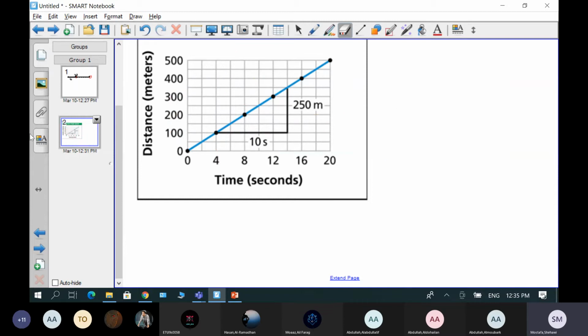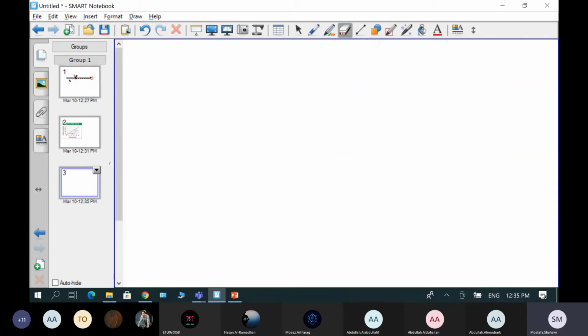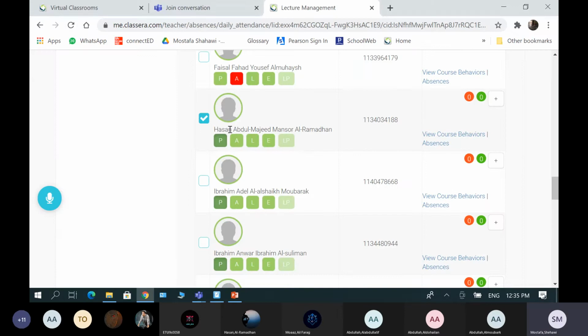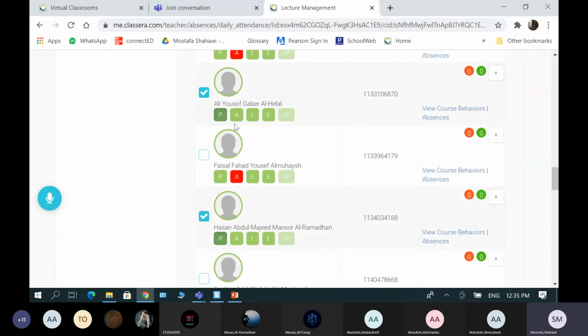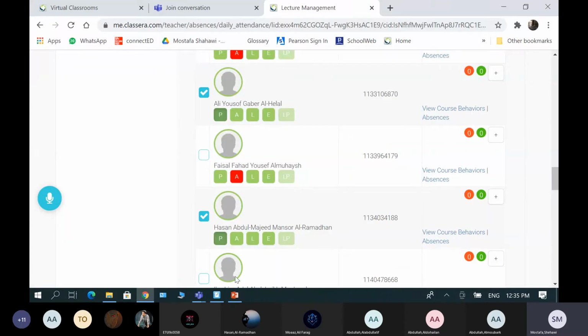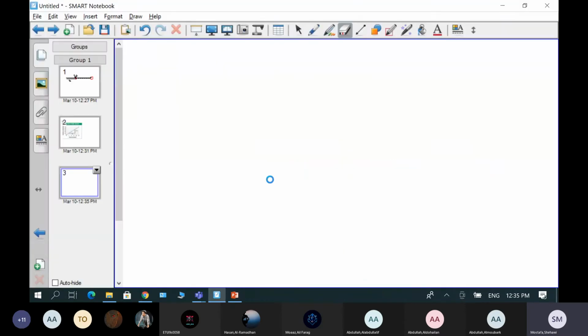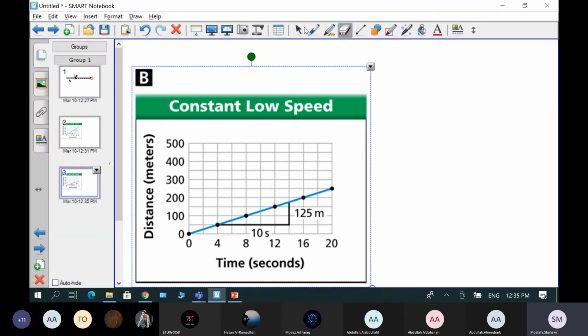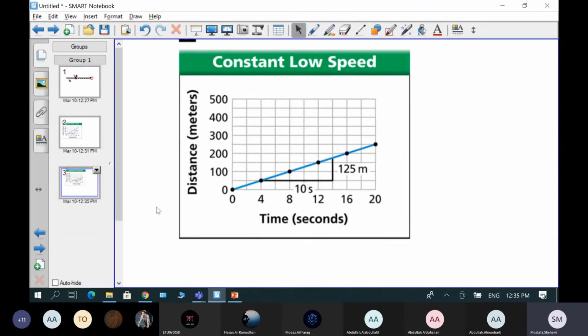I will bring another one. Ali Yusuf will answer this one too. Can you tell me what is the speed for this graph?